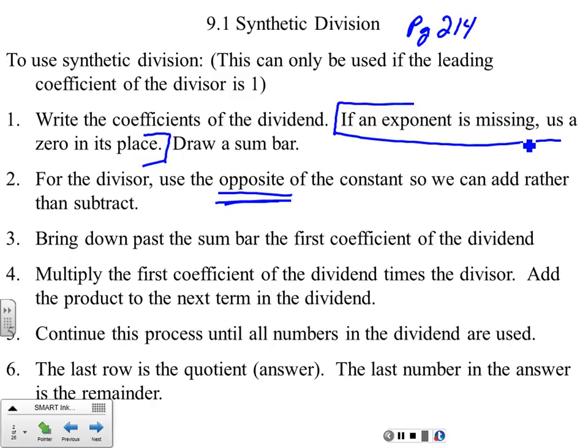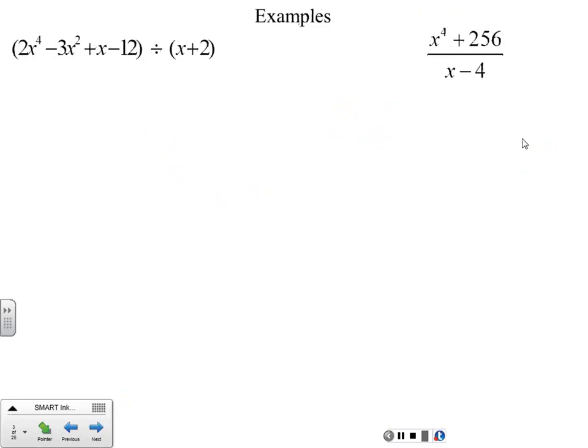And then number 6, and this one for chapter 9 is extremely important. The last row is the quotient answer, and the last number in the answer is the remainder. That's huge. The last number in the answer is your remainder. All right, so let's see this in action.